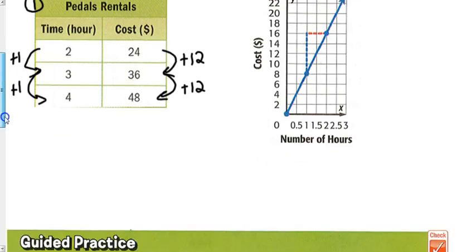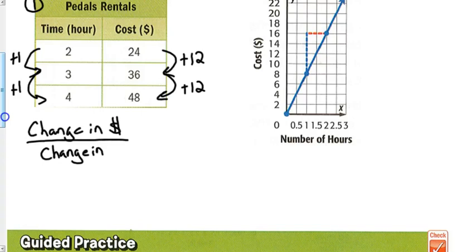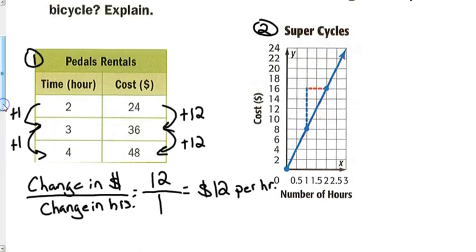So if we look at change in dollars over change in hours, we have a change of $12 for every change of 1 hour. So we could say it's $12 per hour. Well, how does that compare then to Supercycles?